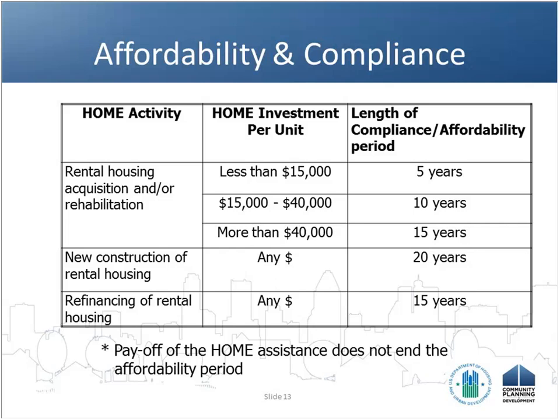Yeah, but I think there's another question that might come before the rent. How do I figure out what the affordability period is? I guess it depends on how much per unit if we're doing rehab. Yes, if we're doing rehab, it's going to be that average per unit. And if we are doing new construction, then it's an automatic 20-year affordability period.